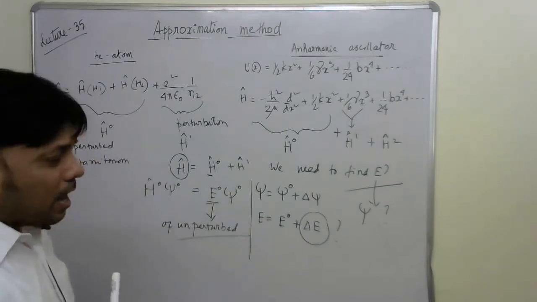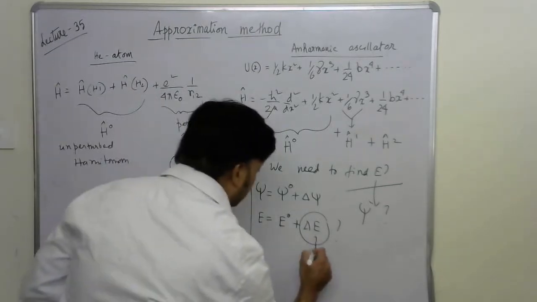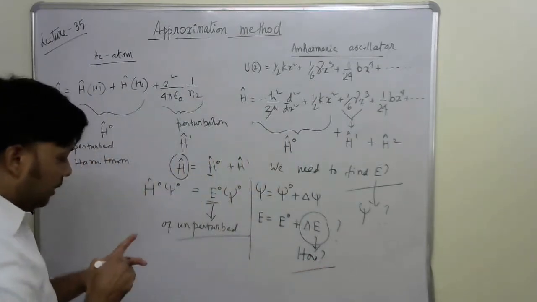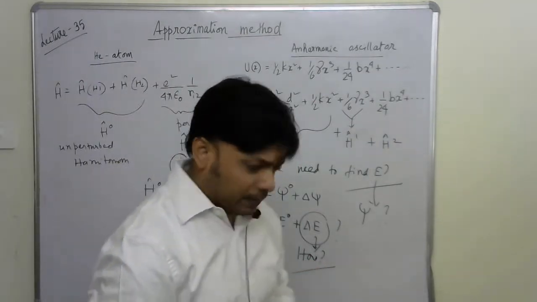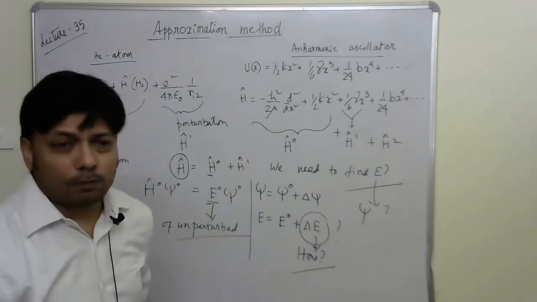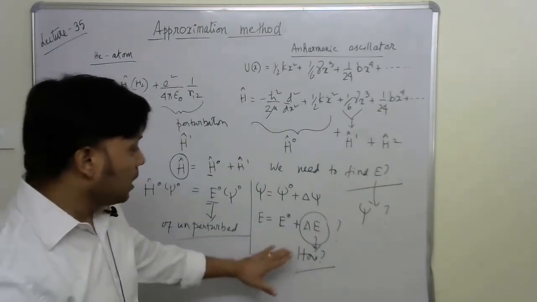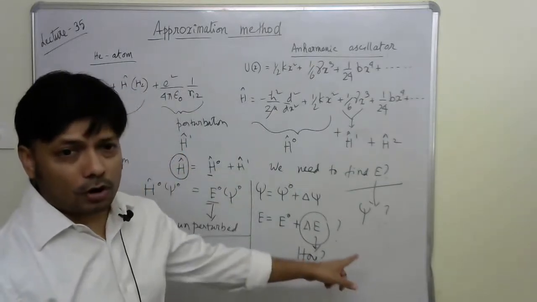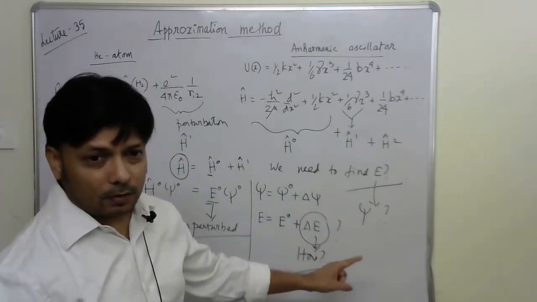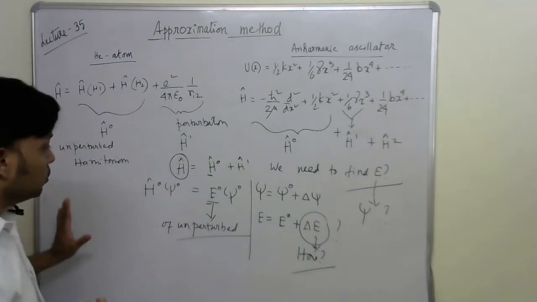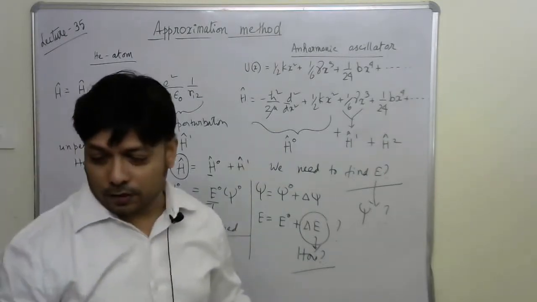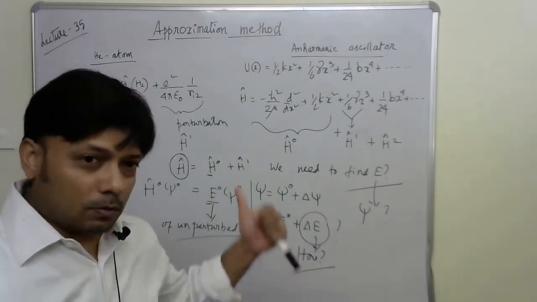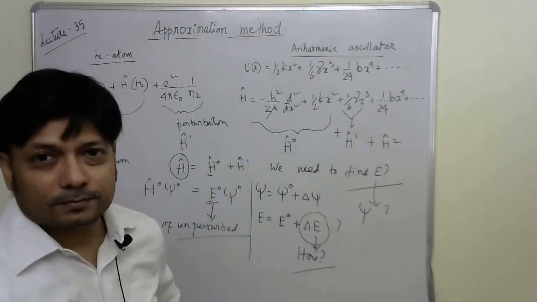So the question is how we can find delta E. Of course we have to take the help of mathematics to find the quantum mechanical or mathematical expression for delta E. Okay, so that's what we are going to do next. We want to derive an expression for delta E. Okay, so let's start it over here.